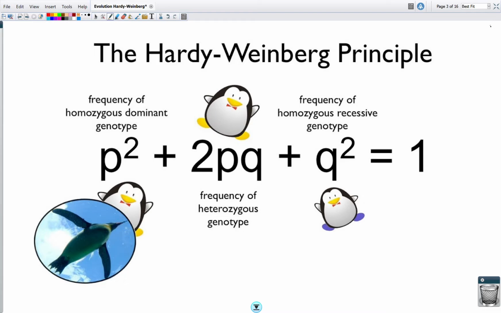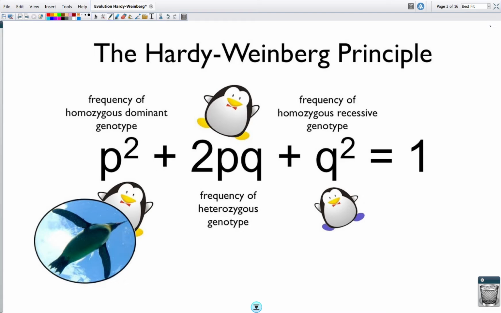You have some material that I had given out for homework on the Hardy-Weinberg principle, and it's in the lab manual on page 113 as well. I will be going over that in a separate presentation. This is sort of a review of the notes.